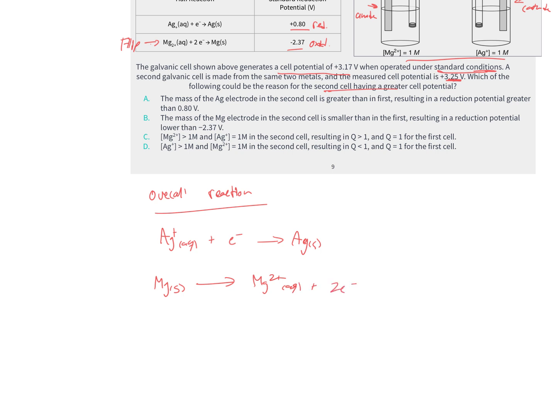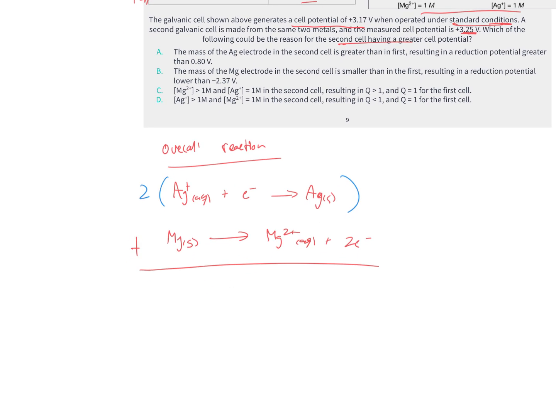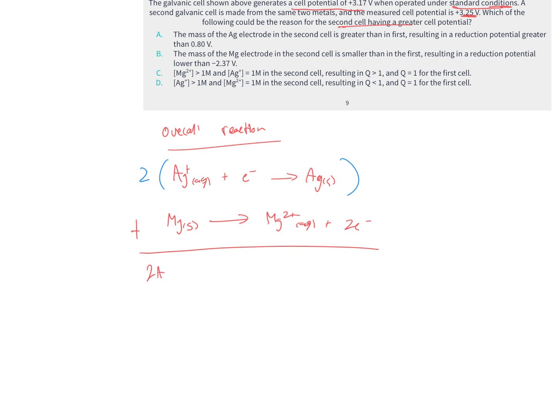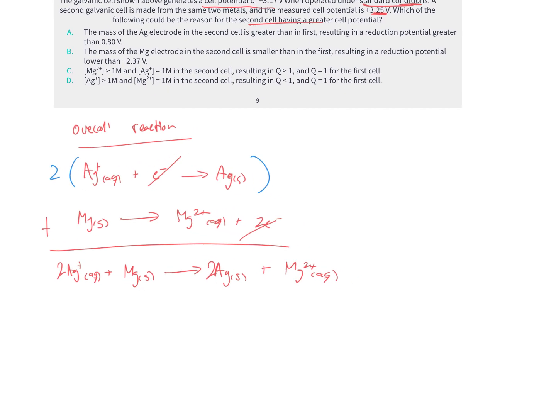plus 2 electrons. Now, of course, my number of electrons here isn't equal. So what I need to do is multiply this top reaction and then add them together. We'll see that the electrons will cancel out. So I get 2 Ag+ plus 1 solid magnesium, which makes 2 solid Ag and Mg2+. And of course, the electrons cancel out. And so now this is my reaction.